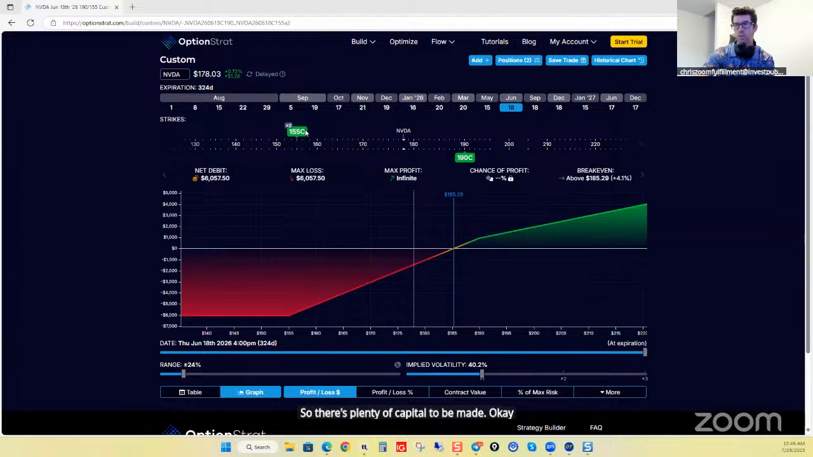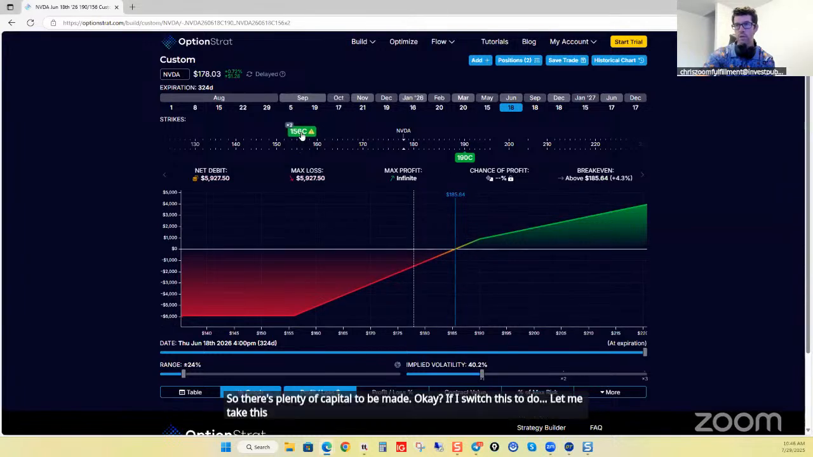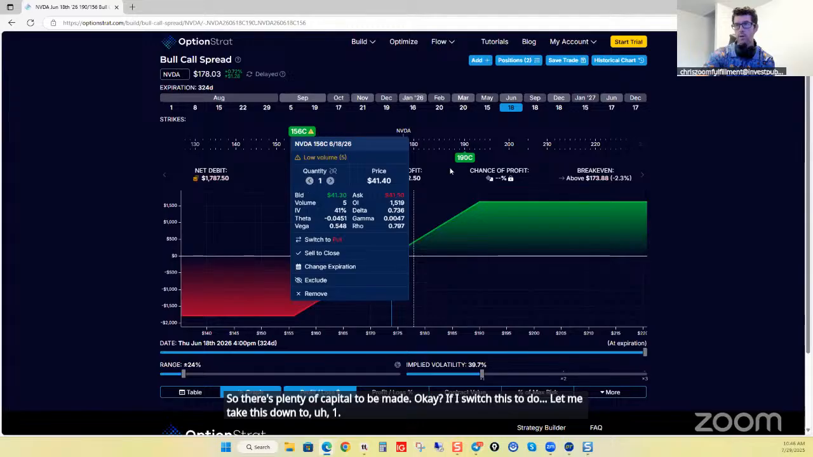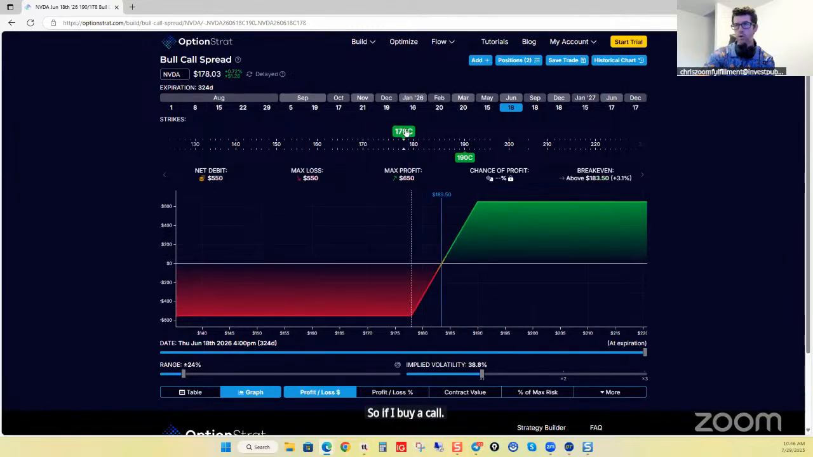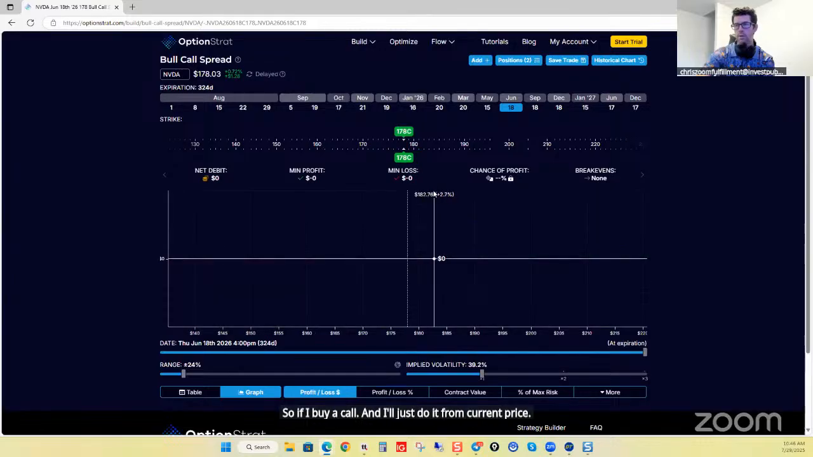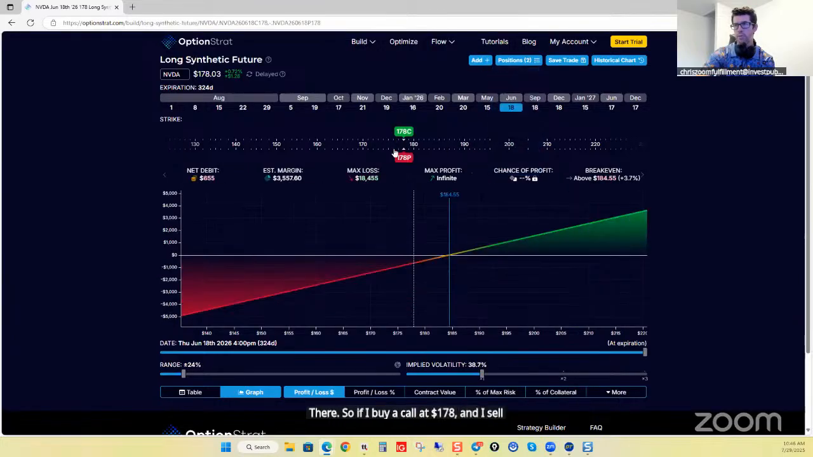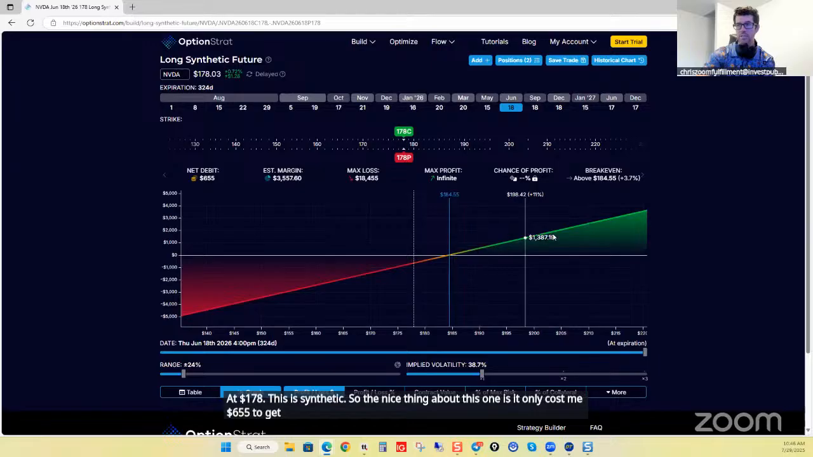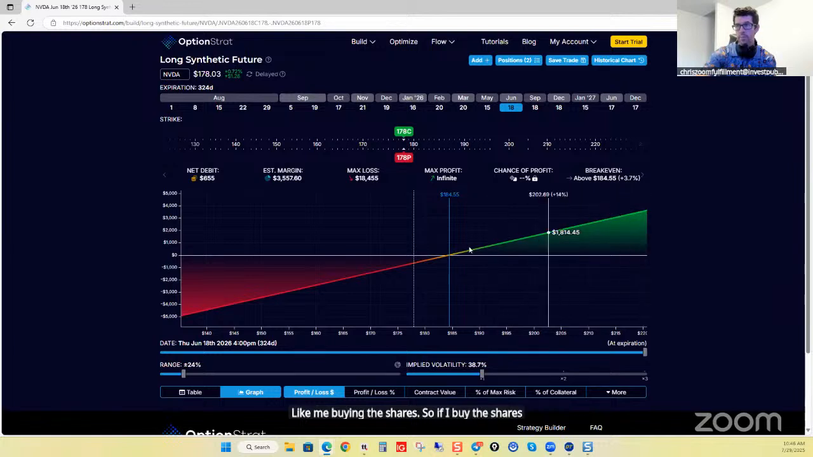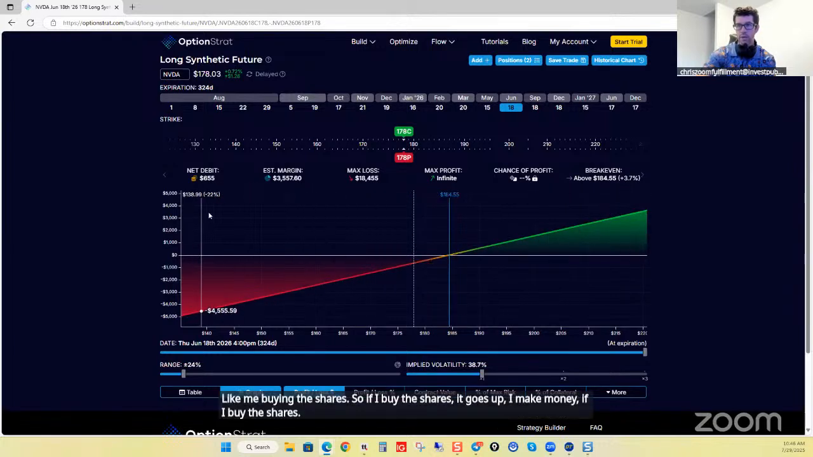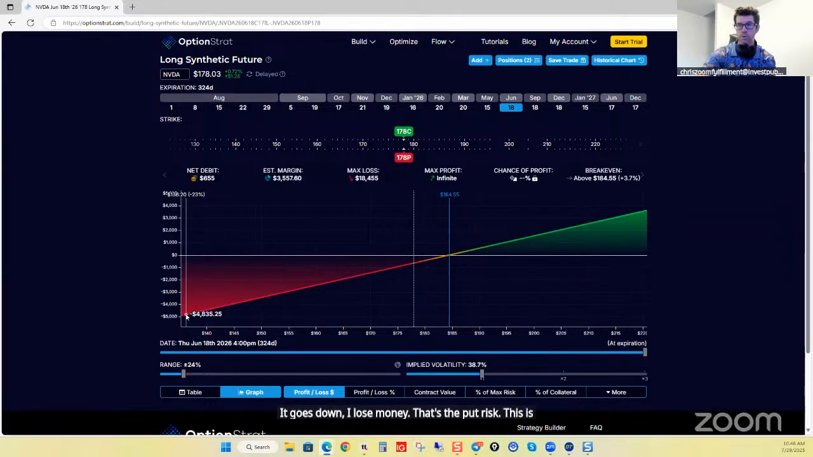Okay, if I switch this, let me take this down to 1. So if I buy a call, and I'll just do it from current price there. So if I buy a call at 178 and I sell a put at 178, this is synthetic. So the nice thing about this one is it only costs me $655 to get long the stock, and it looks exactly like me buying the shares. So if I buy the shares, it goes up, I make money. If I buy the shares, it goes down, I lose money. That's the put risk. This is all put risk. Okay. If I buy the call, it's all upside potential.